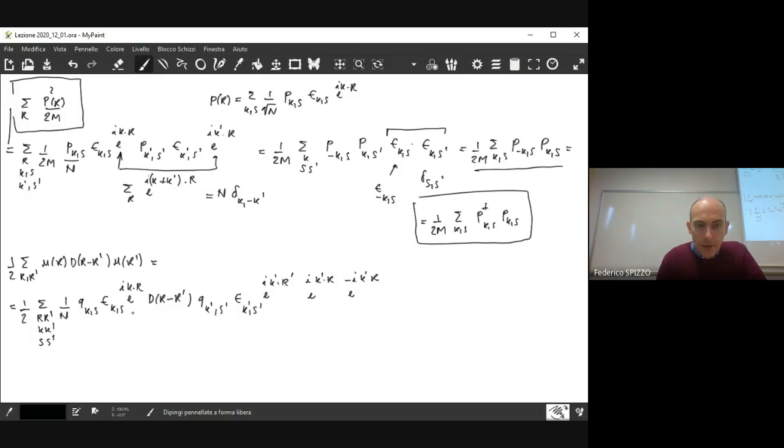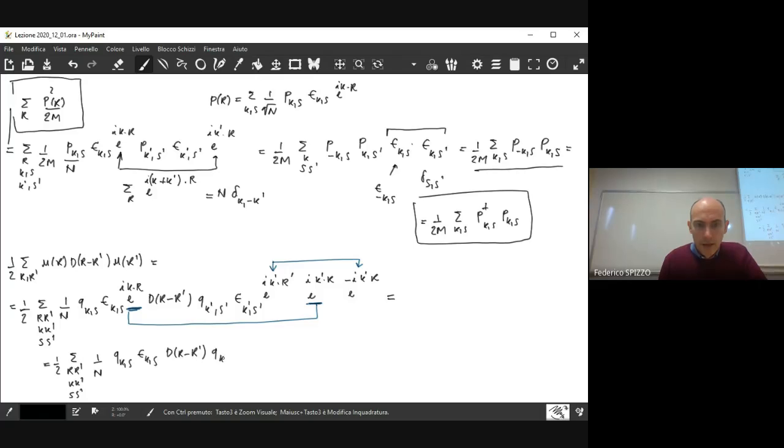In this case, you may join this phase and this phase, and then you may also join this phase and this phase. If you join them, what you have in the end is the following. So we have 1/2 summation over R, R prime, K, K prime, S, S prime, 1 divided by N. I have Q, K, S, then E, K, S, D of R minus R prime, Q, K prime, S prime, then I have E, K prime, S prime, then here I have E to the i.